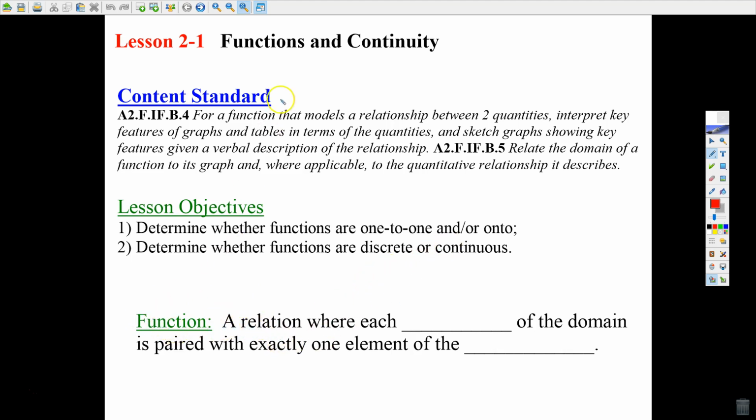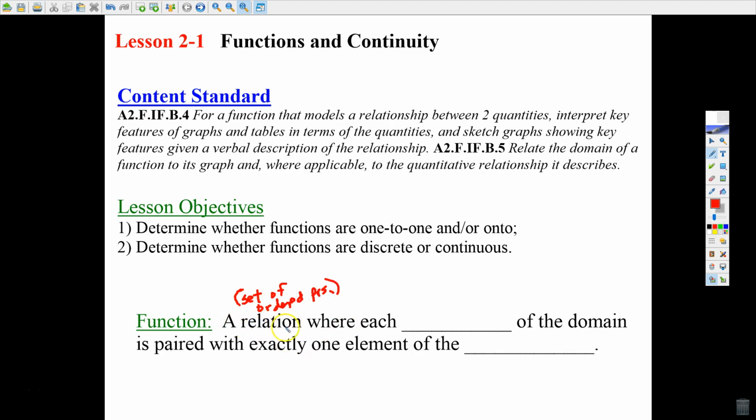So first of all, we're talking a lot about functions. We need to make sure we remember what a basic definition of a function is. And here it is. It's a relation. And if you're wondering, well, what's a relation? You may have recalled from your past math experience, this is just a set of ordered pairs.